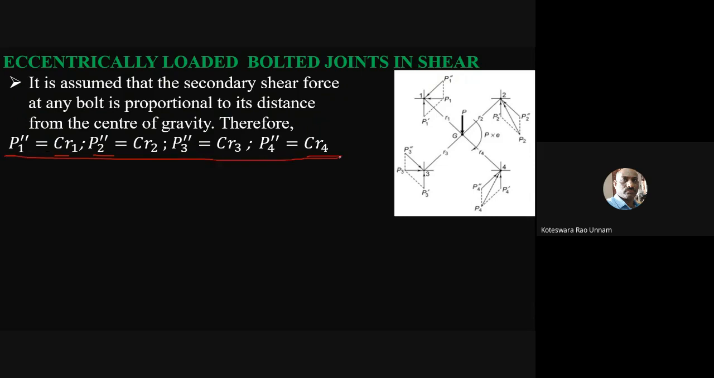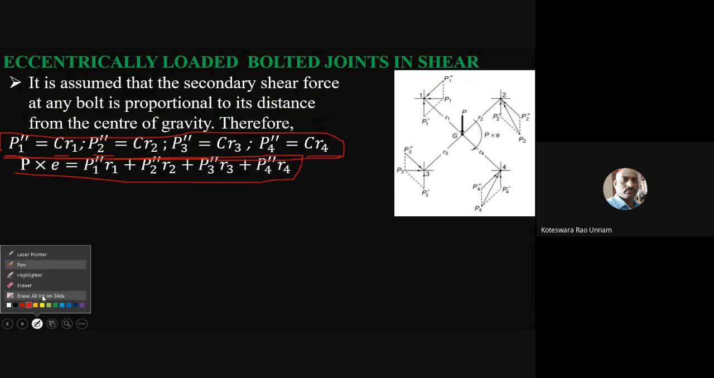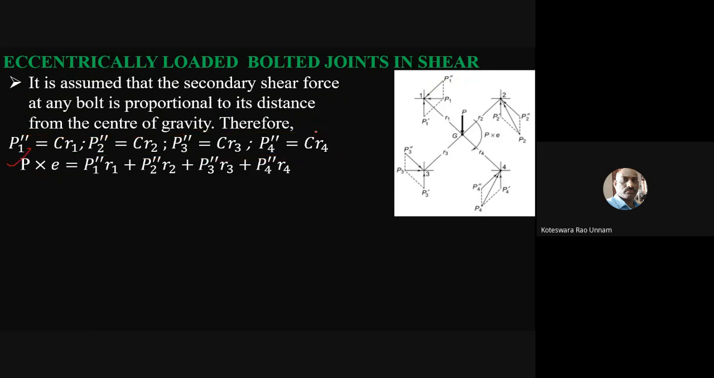Now with this, I'll substitute it into our earlier equation. This is our equilibrium equation, the one we get if we consider the moment equilibrium. Now I'll substitute for P1 double dash, P2 double dash, P3 double dash and P4 double dash in this equation. In place of P1 double dash, I'll write C into R1. In case of P2 double dash, I write C into R2. P3 double dash is replaced by C into R3, and P4 double dash is replaced by C into R4.